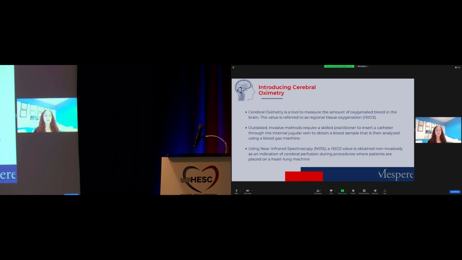And this is where I wanted to introduce near-infrared spectroscopy, or for short NIRS, which is a great method to actually calculate the regional tissue oxygenation non-invasively and more accurately during procedures where patients are placed on the heart-lung machine. And it is really important to do so, and I'll be talking a little bit more later on about why, but when we are without that information, without these values throughout the entirety of the procedure or the surgery, oftentimes we are putting ourselves at risk of potentially developing cerebral hypoxia.